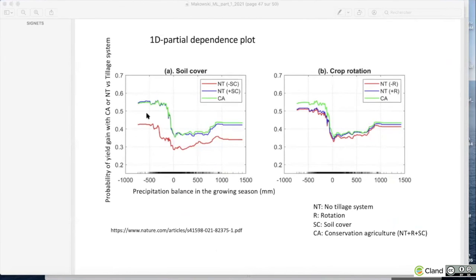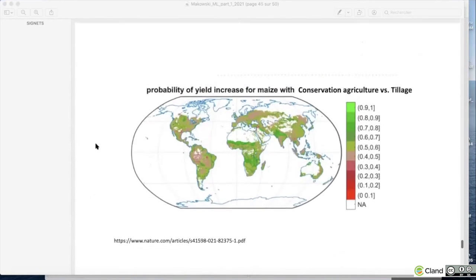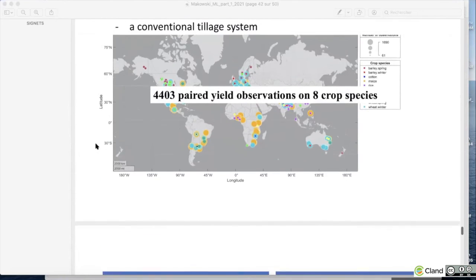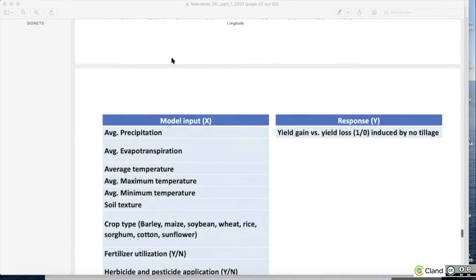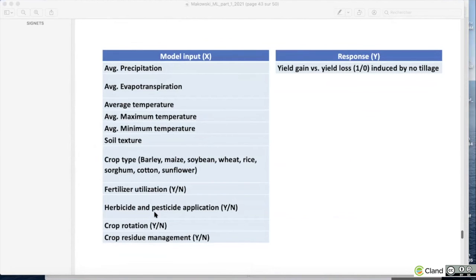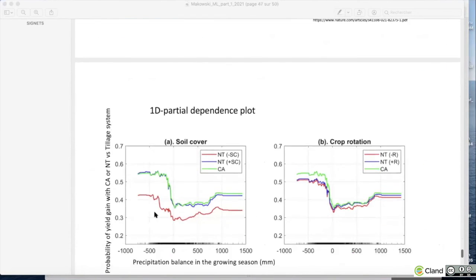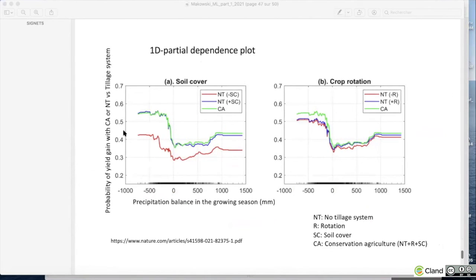So here you have what is called a partial dependence plot. It's an example based on a big data set here. And the objective was to predict the probability of yield gain as a function of many inputs. So the inputs are here. And here you have the partial dependence plot. So on the y-axis, you have the output of the random forest, which is the probability here. And on the x-axis, you have one of the inputs.